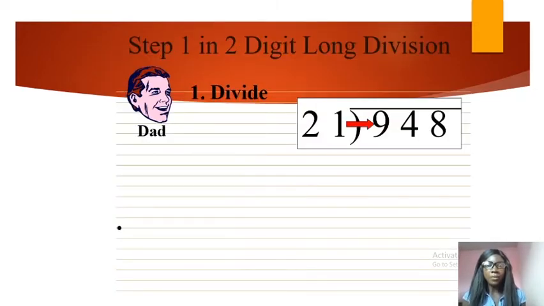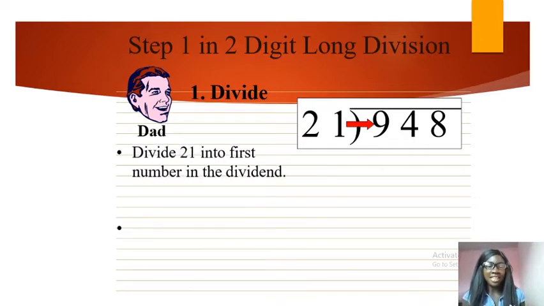Daddy is the first person that will start. That's the first step, which says we should divide 948 by 21. So how can we do that? Daddy will help us by telling us the step to follow. So daddy says divide 21 into the first number of the dividend. So our divisor, which is 21, we're going to divide it into the first number of the dividend. But is that possible?